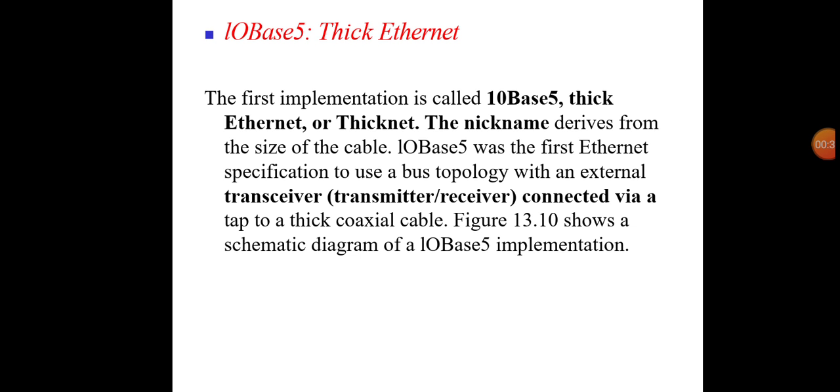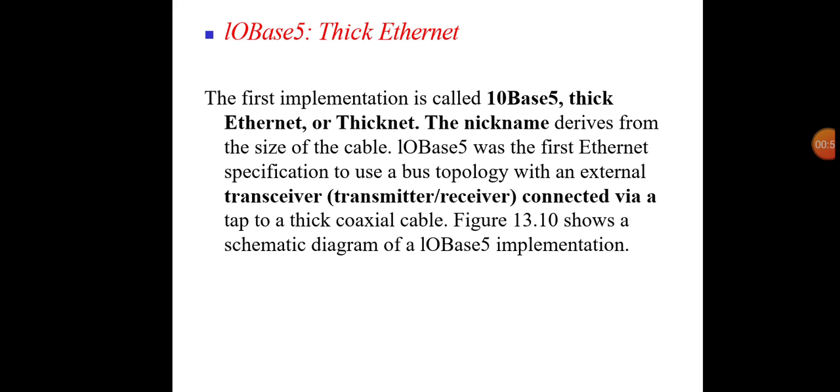The first implementation is called 10Base5, thick Ethernet or thicknet. The nickname derives from the size of the cable. 10Base5 was the first Ethernet specification to use a bus topology with an external transceiver, that is transmitter and receiver, connected via a tap to a thick coaxial cable.